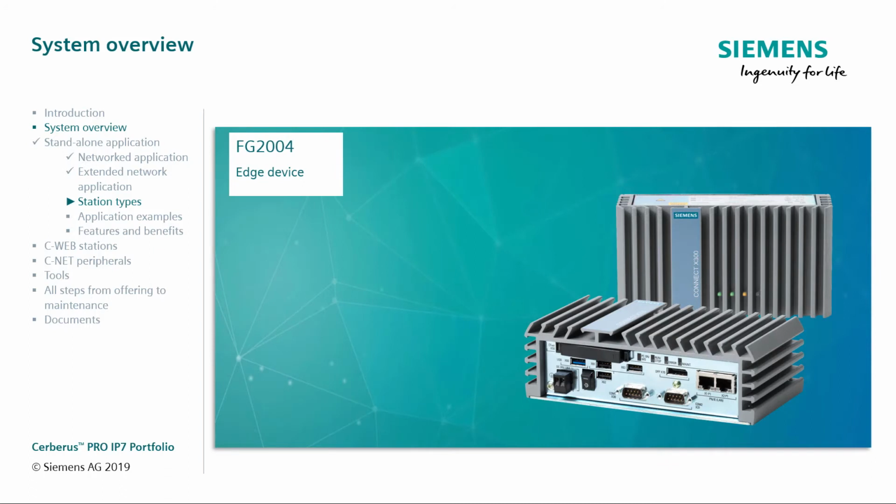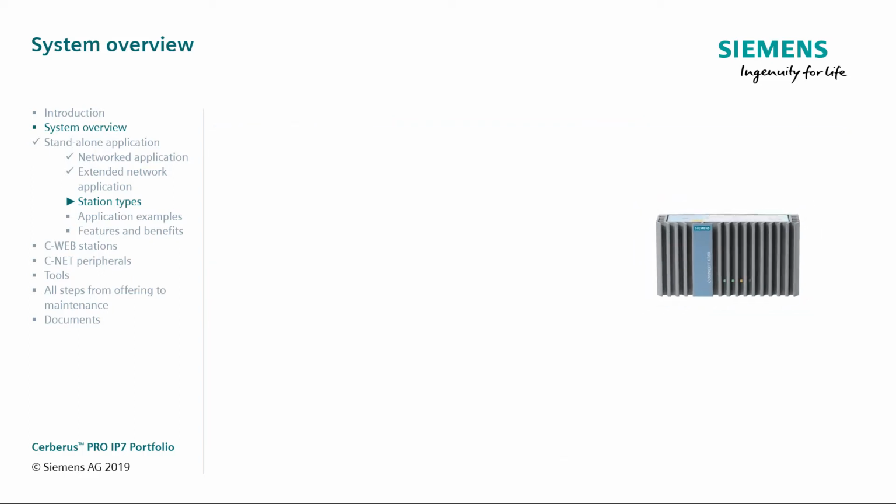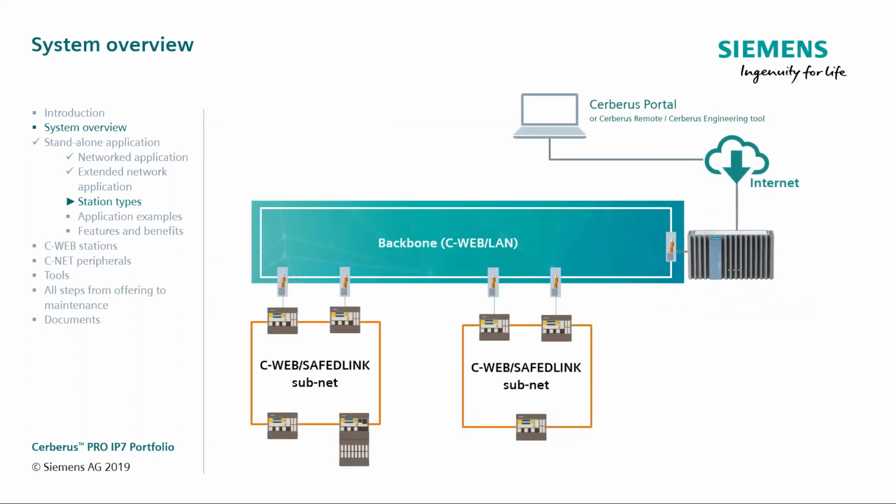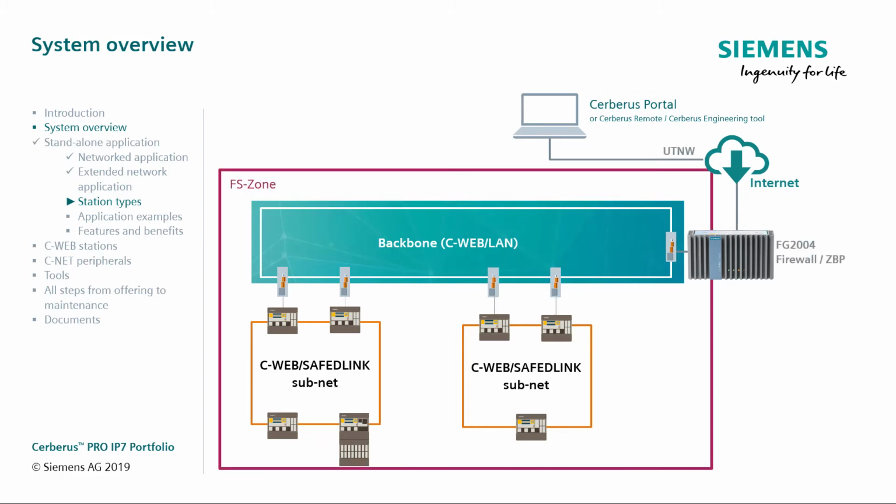The FG2004 is an edge device that connects the Cerberus engineering tool or Cerberus remote to the fire panel via the Internet. This is done using the Cerberus portal, an online tool which can be accessed via your Internet browser. The FG2004 is a fully integrated member of the C-Web LAN and boasts remote operation, maintenance, and service features. The FG2004 Edge device is a firewall for zone boundary protection. It protects the secure FS zone from unauthorized access, manipulation via the Internet, and untrustworthy networks.